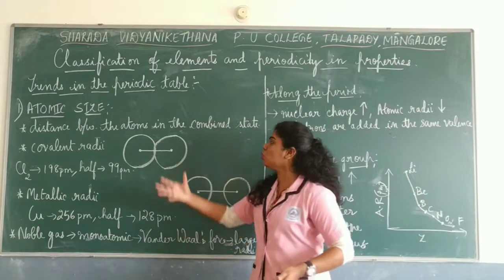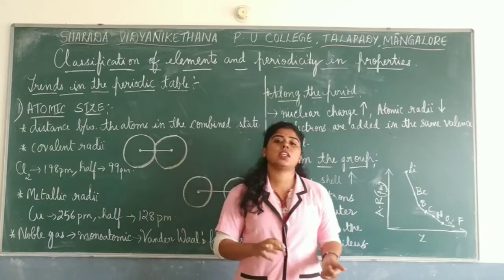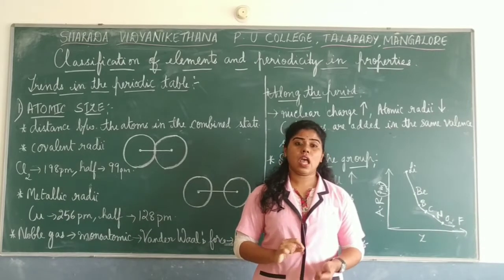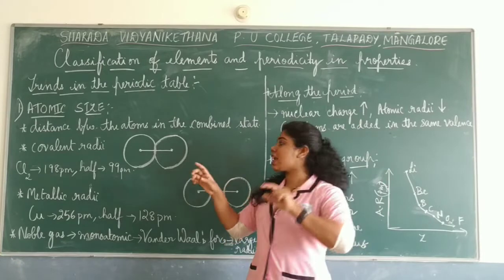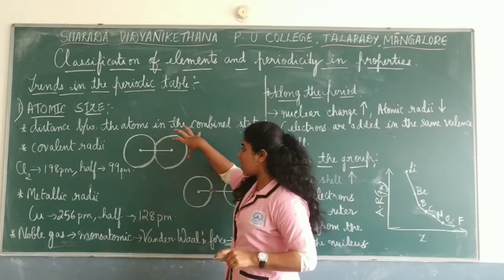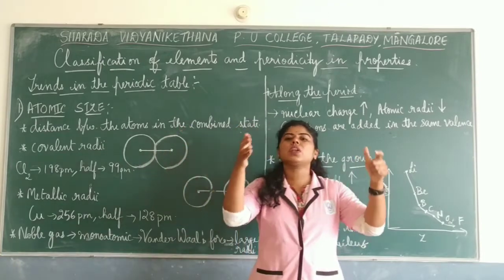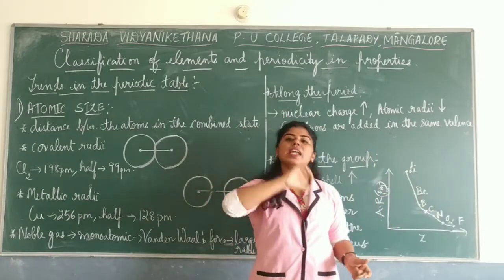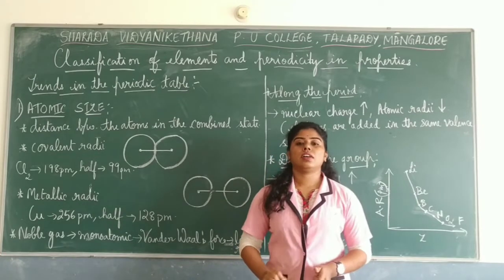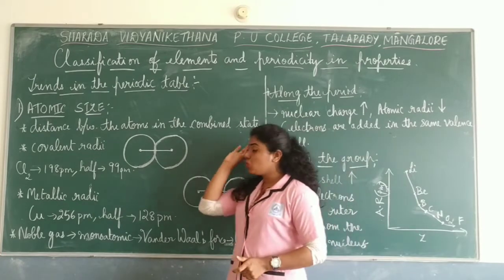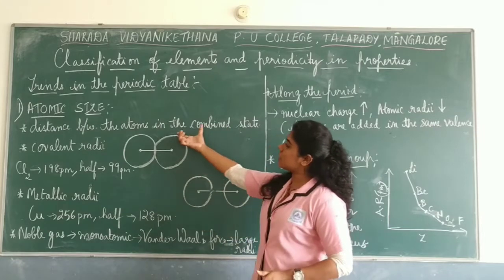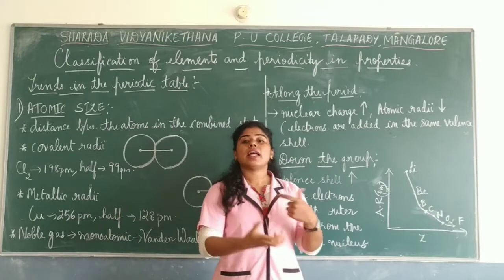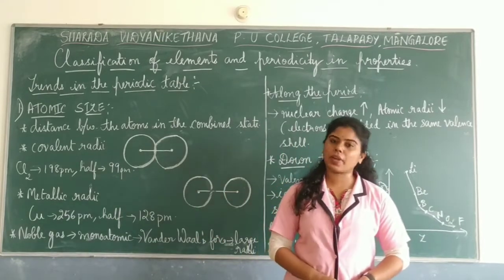Now when you have to find the distance, you usually take the atoms in the combined state. When two atoms are combined, it is easier to find the distance rather than for a single atom present. So the size will grow bigger, right? It will be much larger when compared to a single atom. So it is very easy for us to identify the distance. Usually it is always the distance between the atoms in the combined state. If it is in the combined state, then it is very easy for us to find the atomic size.